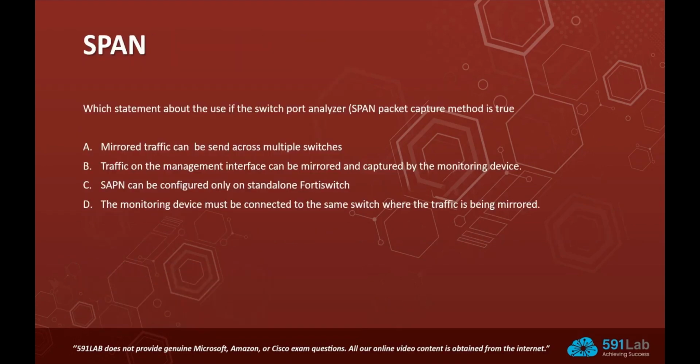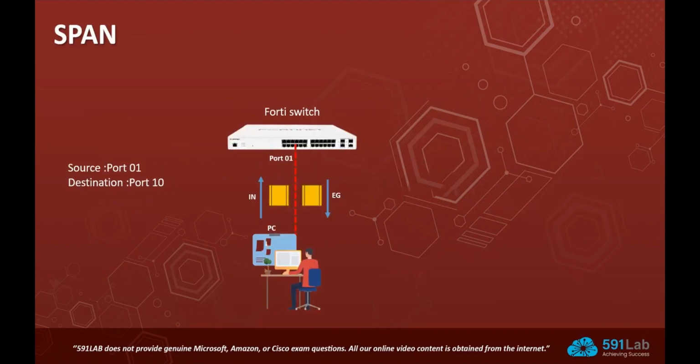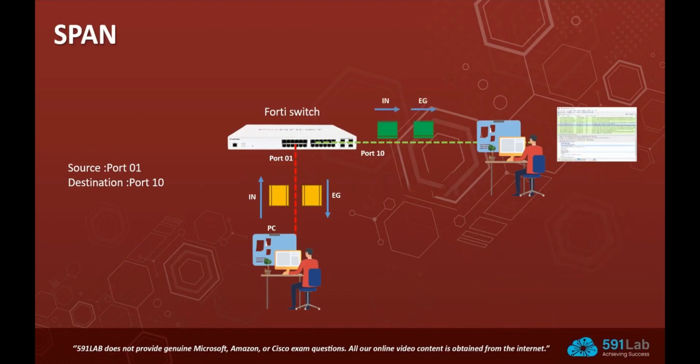Okay, let's go to the next question. Which statement about the use of the switch port analyzer SPAN packet capture method is true? Switch port analyzer SPAN enables you to mirror traffic on one or more ports to a specific destination interface, where a mirror device like a PC running Wireshark is connected to capture the mirrored traffic. When you configure SPAN, you can configure FortiSwitch to mirror ingress and egress traffic on a port.